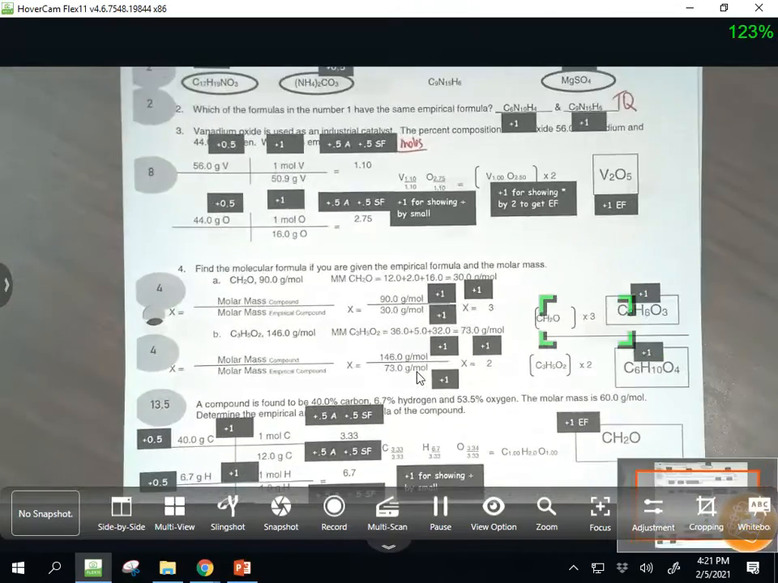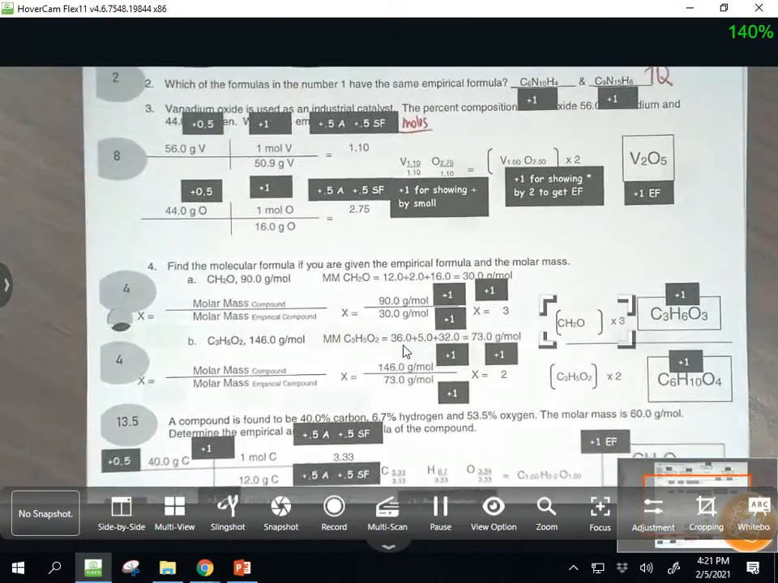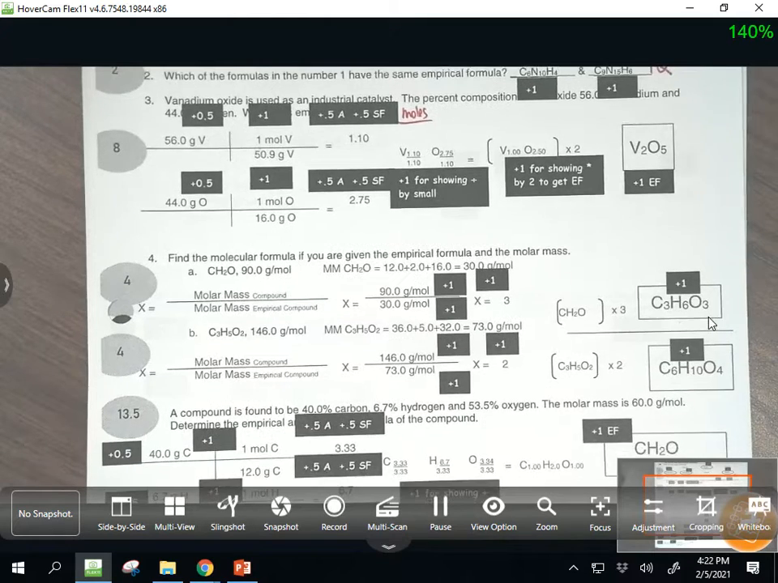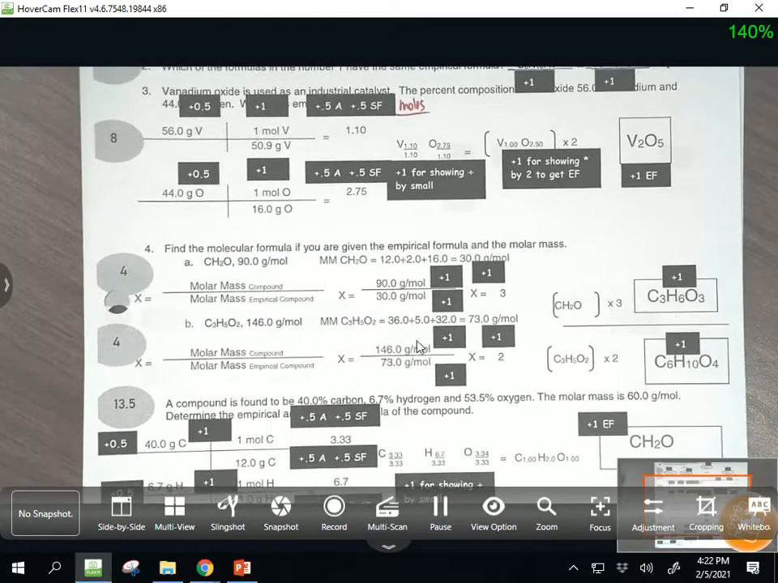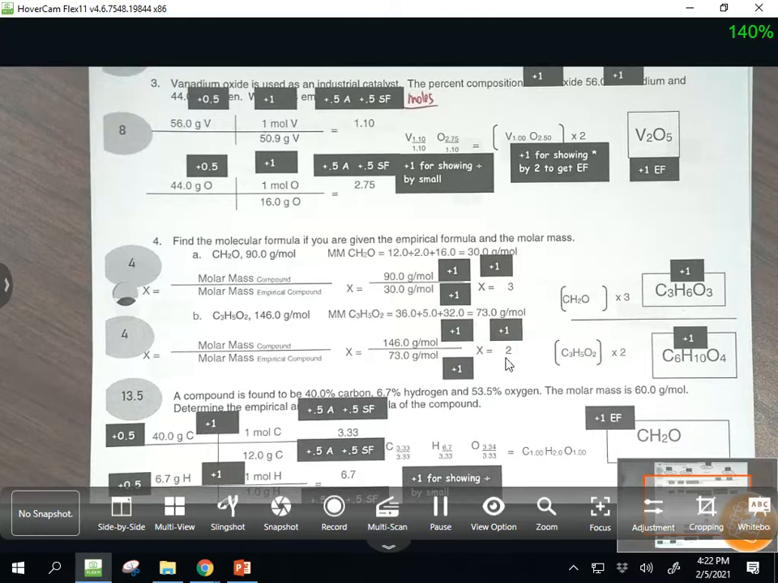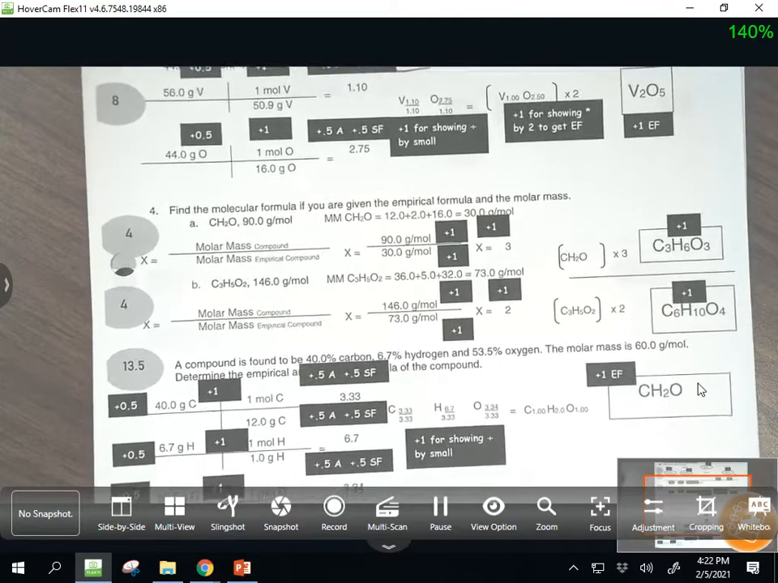For 4, the only work I need to see is that you divided by the molar masses of the empirical in the denominator and the molar mass of the compound in the numerator. So 90.0 divided by 30.0 is 3. So I multiply it by 3. That's the X factor. The final answer is C3H6O3. For B, you have to show that ratio again of the molar masses. 146.0 divided by 73.0 gives you 2. Multiplying by the empirical formula, you get C6H10O4.